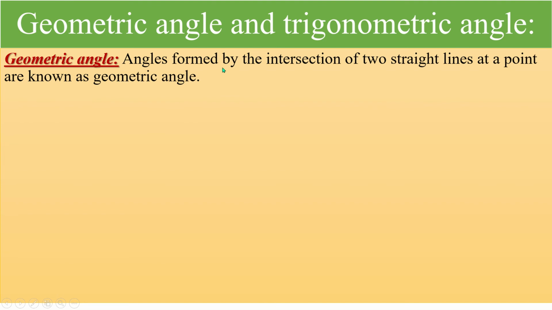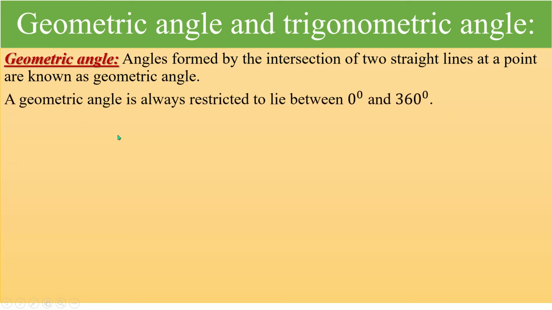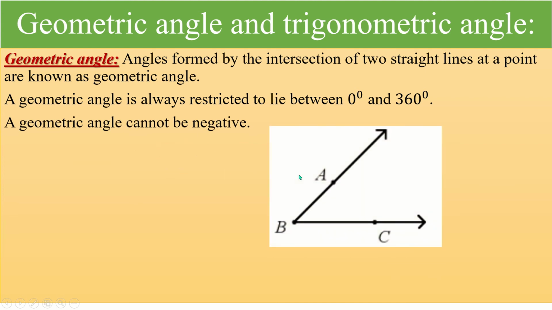Geometric angle: angles formed by the intersection of two straight lines at a point are known as geometric angle. A geometric angle is always restricted to lie between 0 degree and 360 degree. A geometric angle cannot be negative. As for example, two straight lines intersect at a point B. This is a geometric angle.